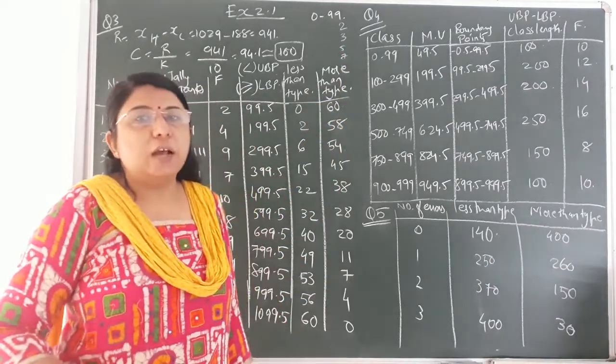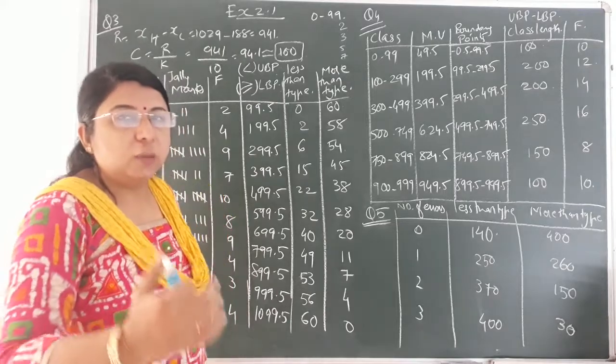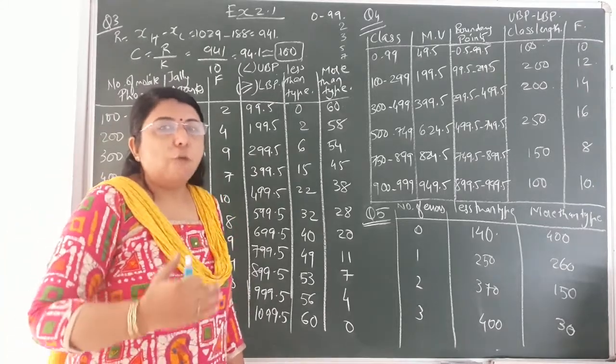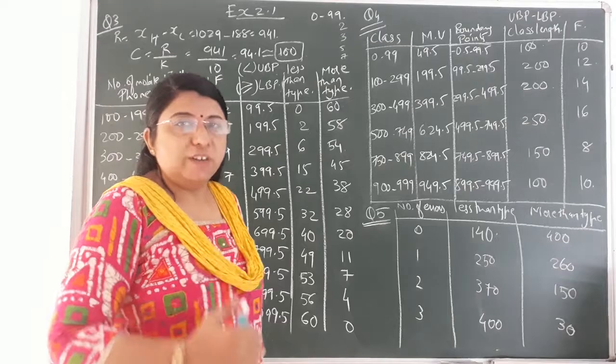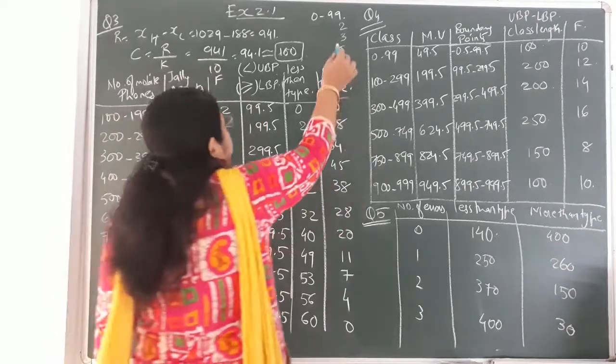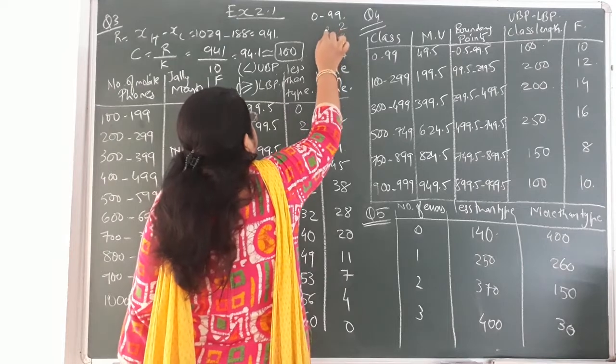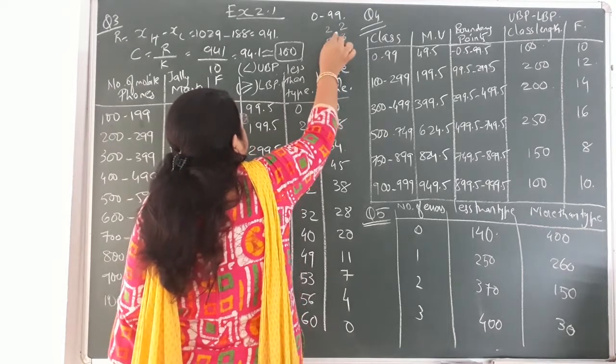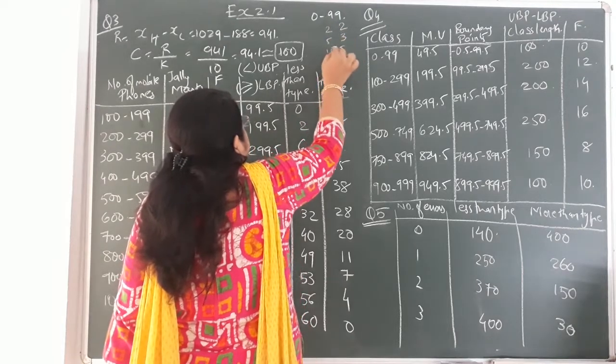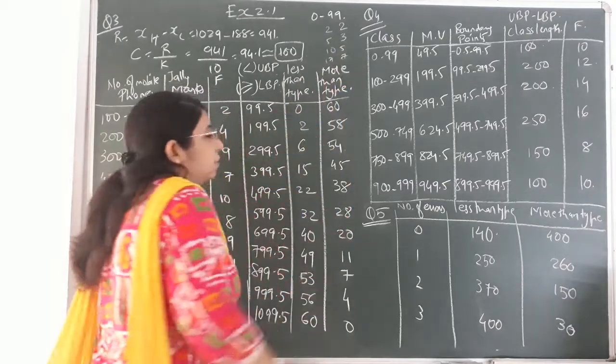Now if you have been asked to find the cumulative frequency, cumulative means combination, combining of all the subsequent frequencies. So over here the first one is 2. Afterwards 2 plus 3, that would be 5, 5 plus 5, that would be 10, and 10 plus 7, that would be 17.